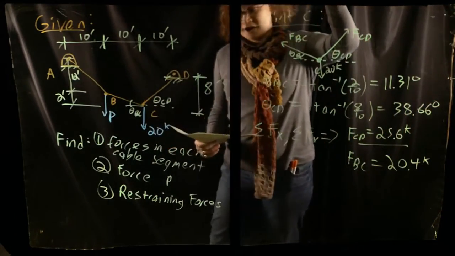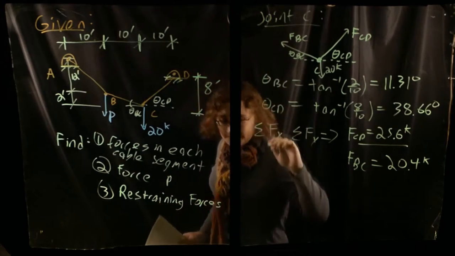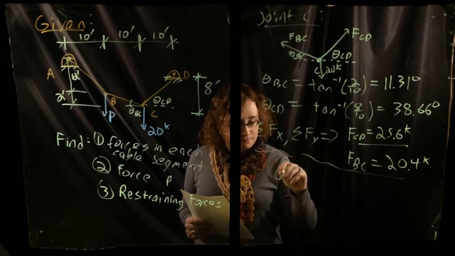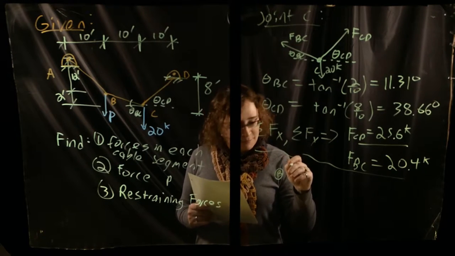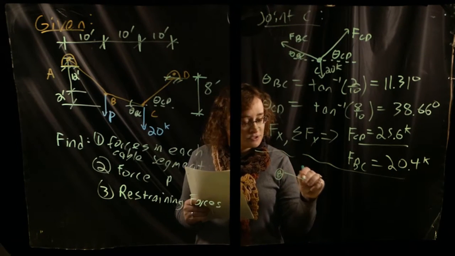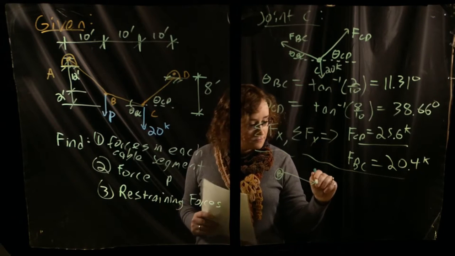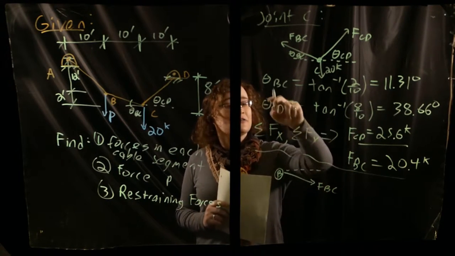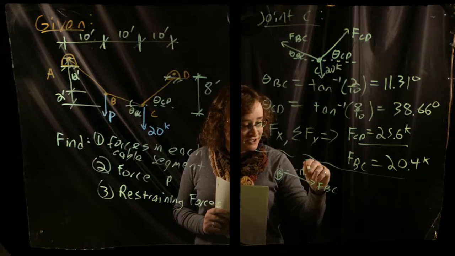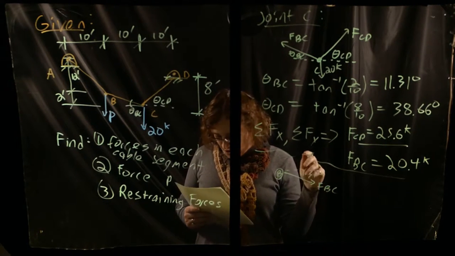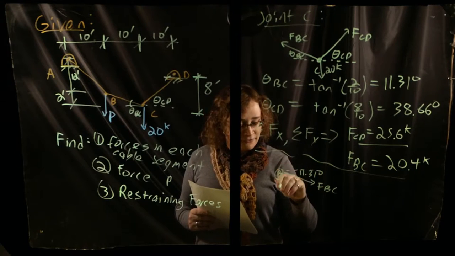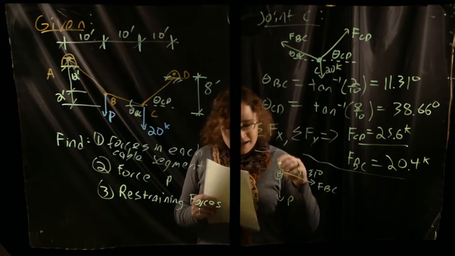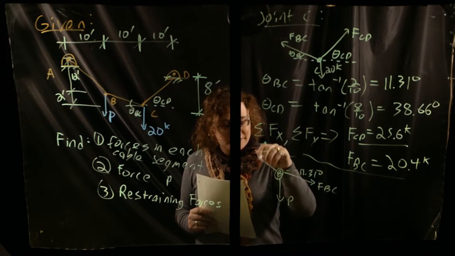So I'm going to draw a free body diagram of joint B. At B, I'm going to have FBC, which we already found, at the angle theta BC of 11.31 degrees. Then I'm going to have force P directed downward, this unknown force. And then some FAB, quite the fabulous force.